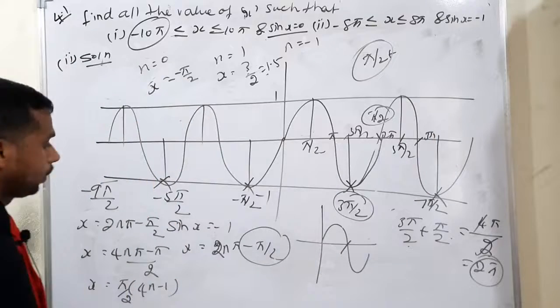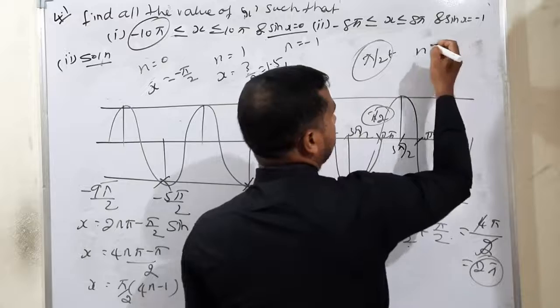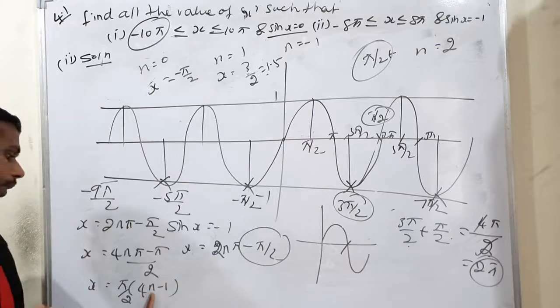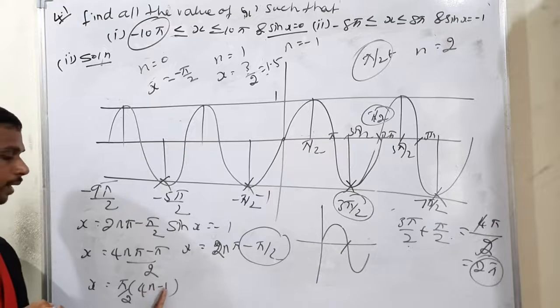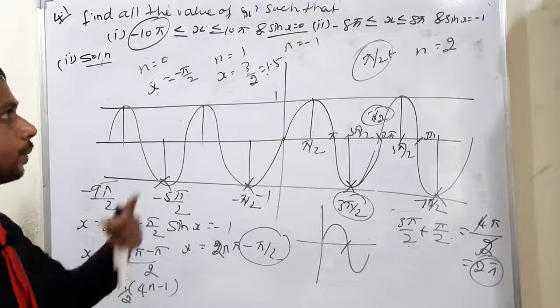The next case actually, n is equal to minus 1 is also possible. Then n is equal to plus or minus 2 means what will happen? n is equal to 2 means, look at there, 2 into 4 is 8, 8 minus 1 is equal to 7. 7 pi by 2 means 3.5 pi. It's suitable. It's a possible case.